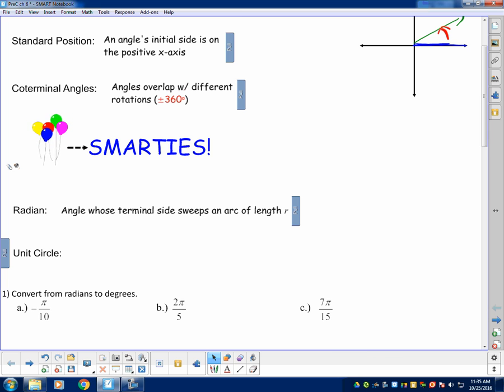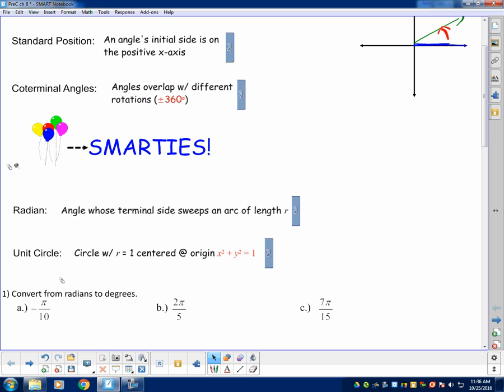The reason we used the ruler to connect from the center of the circle to the end of the Smarty arc was to show that it corresponds to an angle as well. So a radian is an angle whose terminal side sweeps an arc length of r, the radius of the circle. The unit circle just has a special r. It's centered at the origin with a radius r equal to 1.